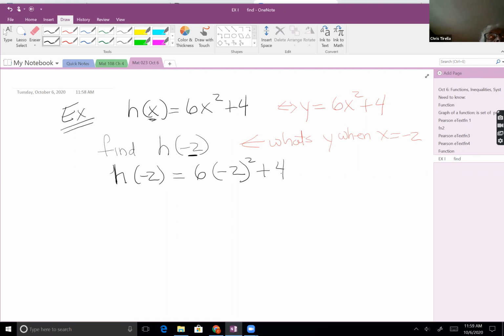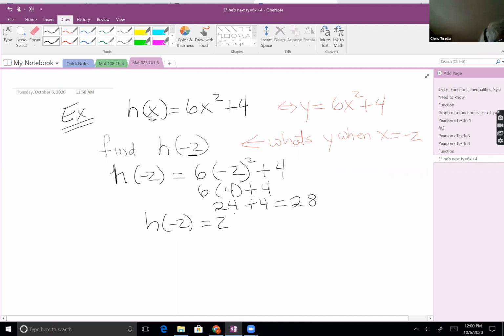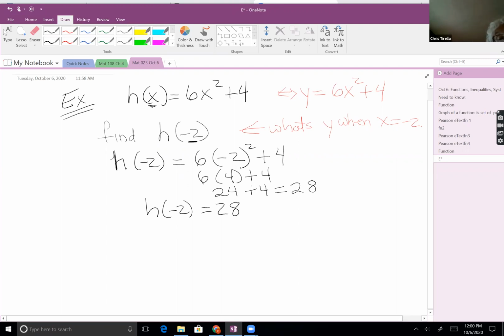Parentheses, there's nothing to be done inside. Exponents, okay, -2 to the second is 4. So that's 6 times 4 plus 4. Then we'll multiply and add, and we'll get 28. So we can say that h of -2 is 28. Same function.